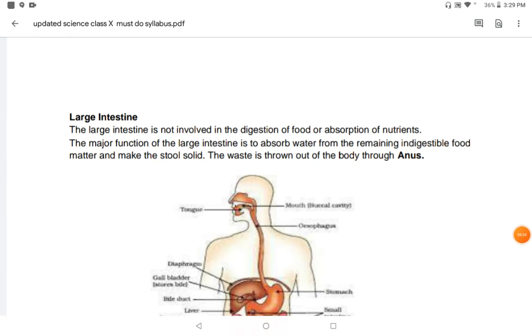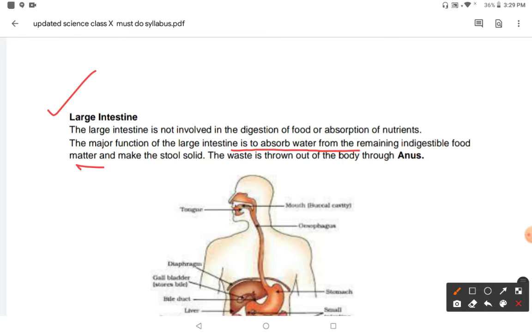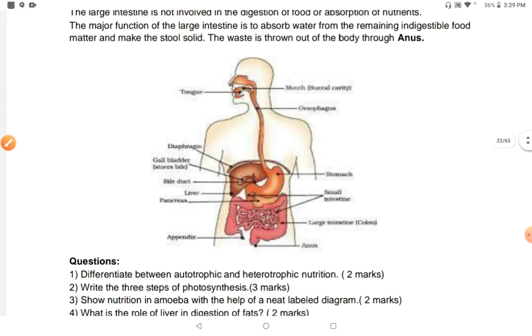Now the function of the large intestine. The large intestine is not involved in the digestion of the food or absorption of the nutrients. The major function of the large intestine is to absorb water from the remaining indigestible food matter and make the stool solid, and the waste is thrown out of the body through the anus. So this is the function of the large intestine.